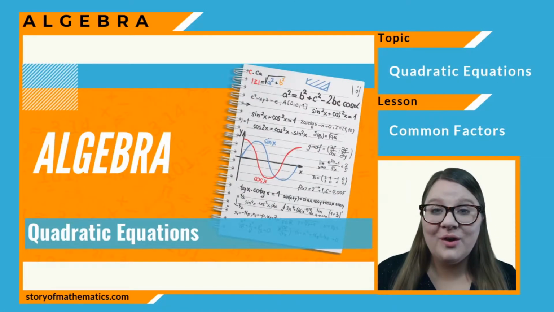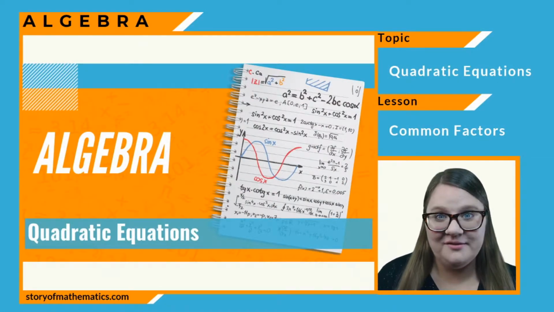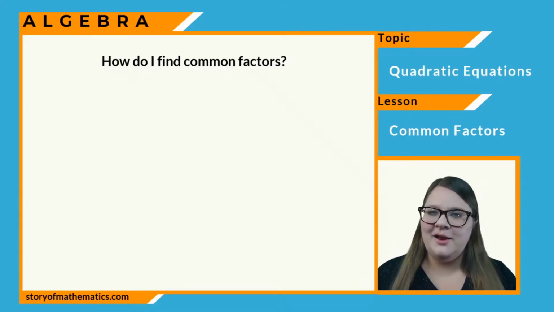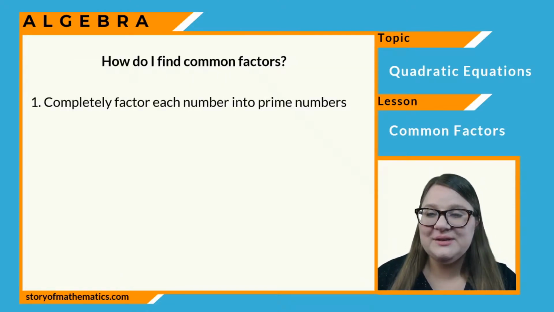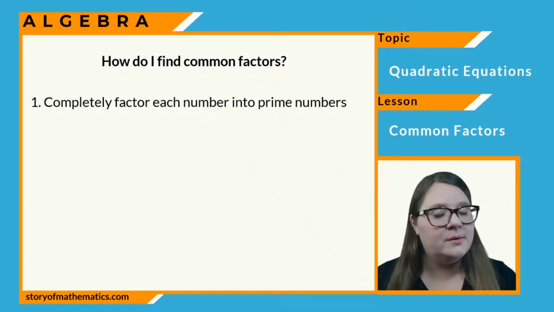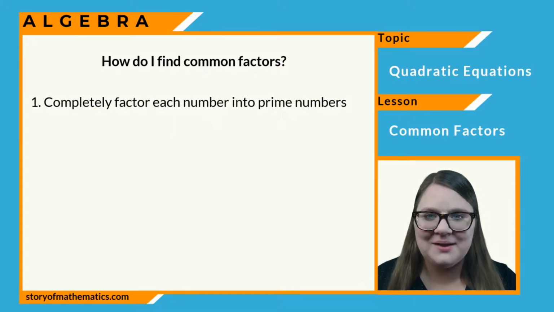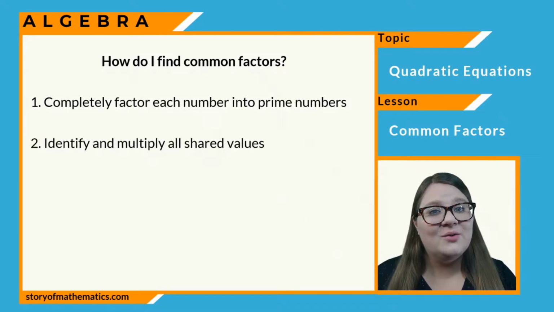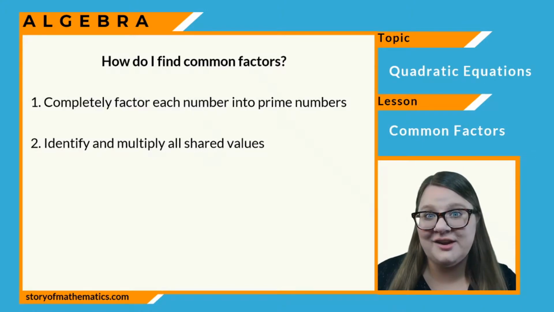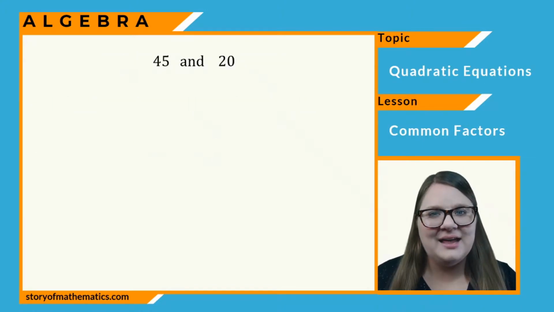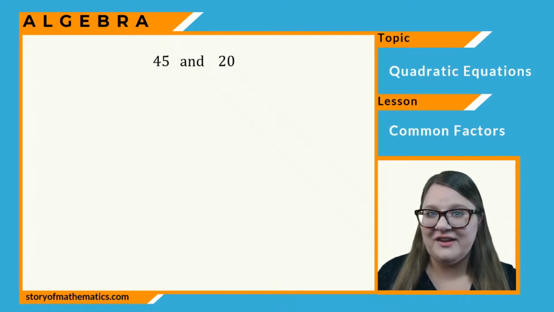Hi, in this video, we're going to talk about how to find common factors. So how do you do it? Well, the first thing you're going to do is completely factor each number or expression into its prime components. Then you're going to find and multiply any shared values. So let's take a look at this example, 45 and 20.